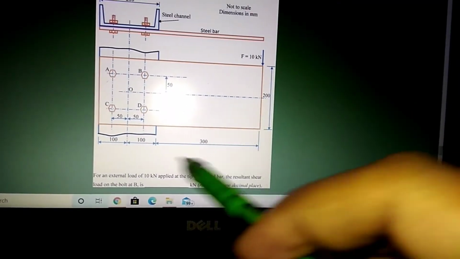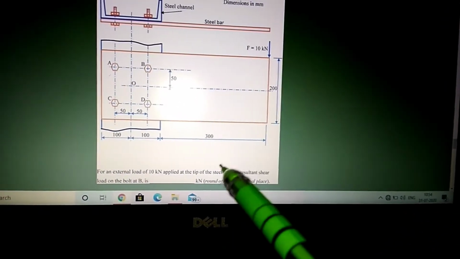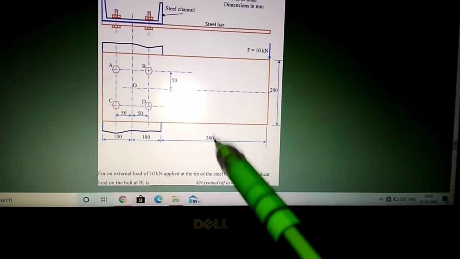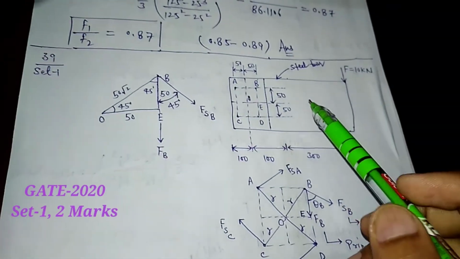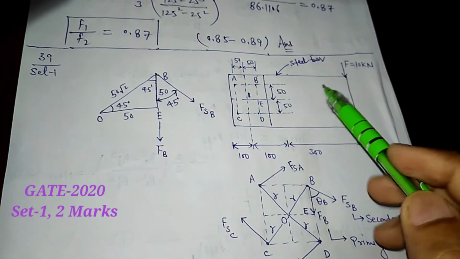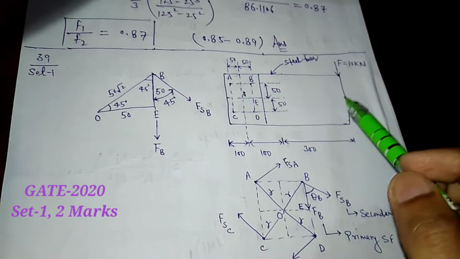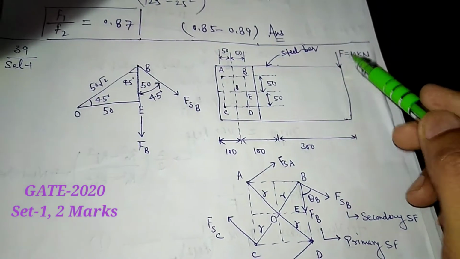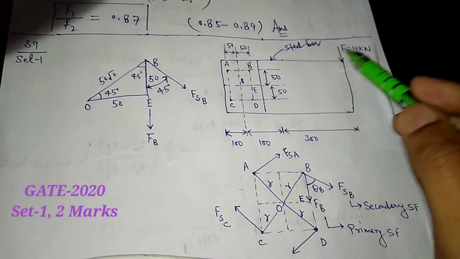The resultant shear load on the bolt at B, we have to find it. So trying to solve this question, it is a very interesting question. So this is the figure which is shown in the question, and this is the external load which is applying at the tip of the steel bar.